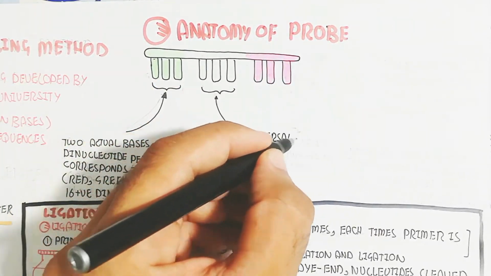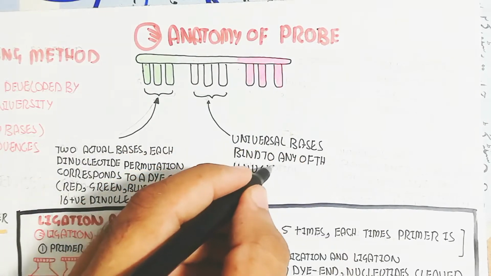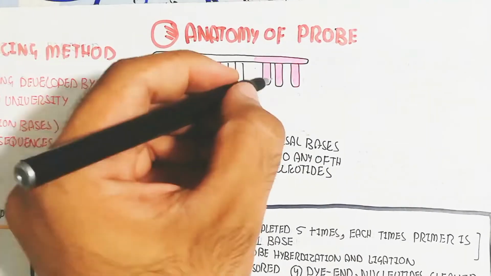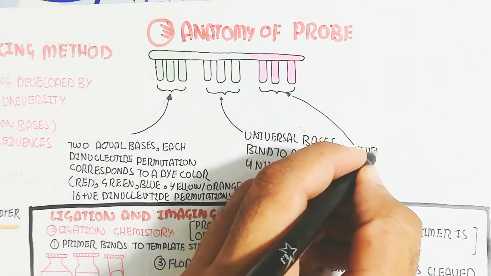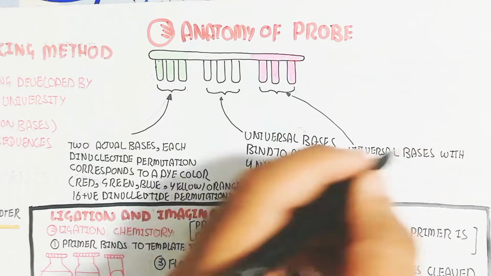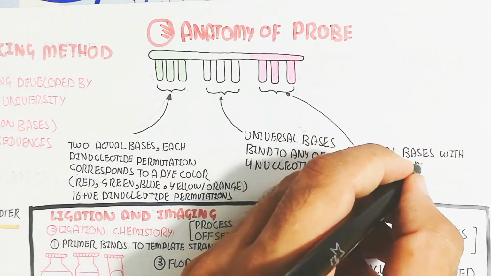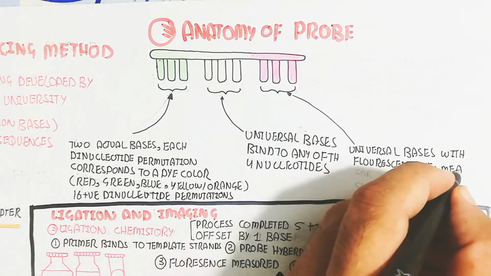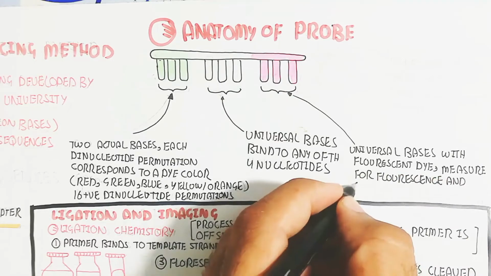While on the other hand, this is the universal basis, bind to any of the 4 nucleotides. So remember, it can be bind with any 4 nucleotide. While this is the universal basis, the pink color I am showing, with fluorescent dye. This is the fluorescent dye. What that means? Measure for fluorescence and cleaved in each cycle.